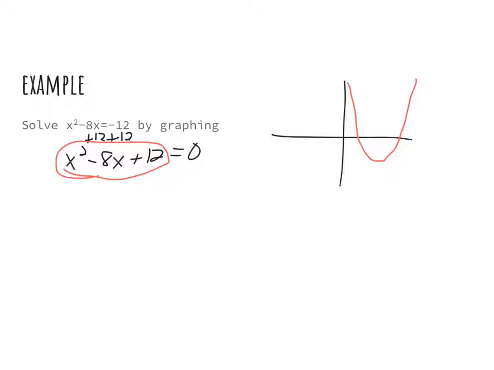Our next example is a little bit different. You'll notice that we don't have it equal to 0, and we need it to. So we need to move this -12, and we can do that by adding 12 to both sides, giving us x squared minus 8x plus 12 equals 0. Now this is what's going to go into y1. Go ahead and type that into your calculator and hit graph. When you do, this is the graph that should show up on your screen.